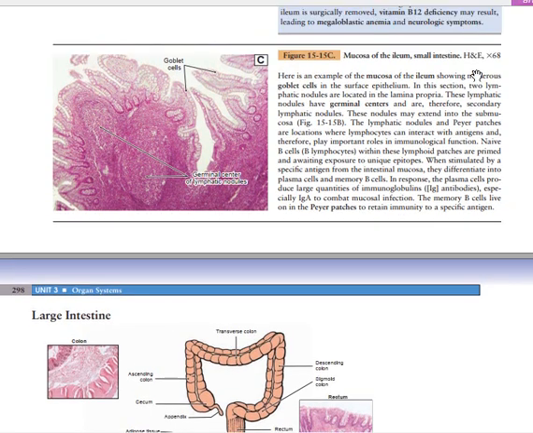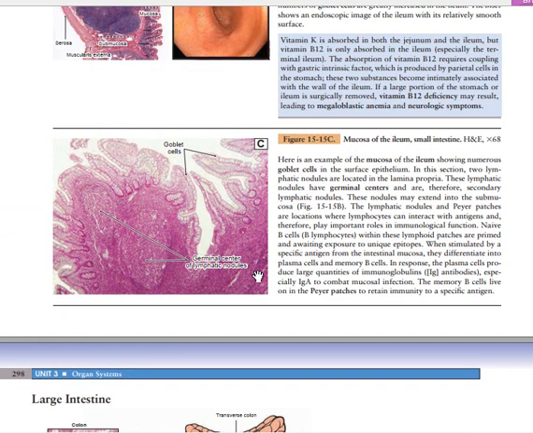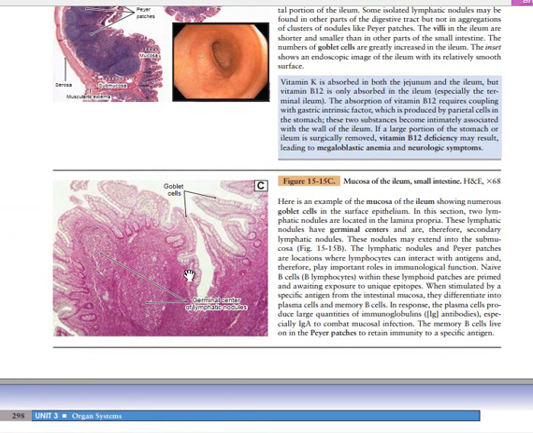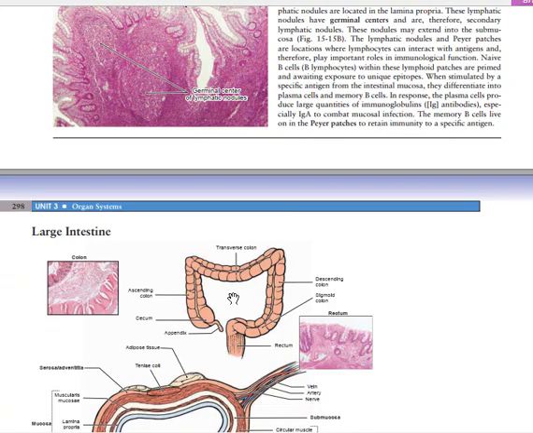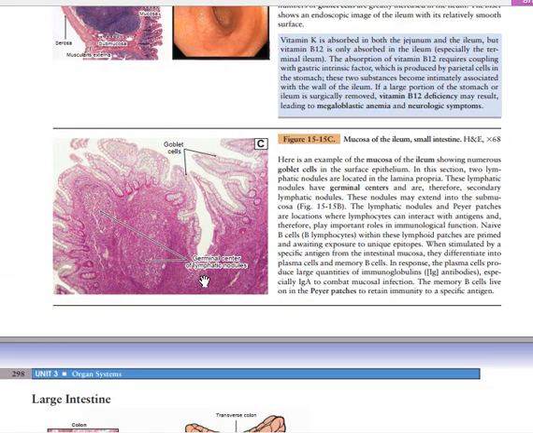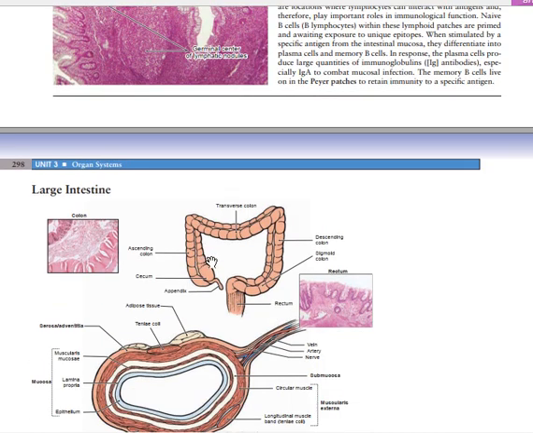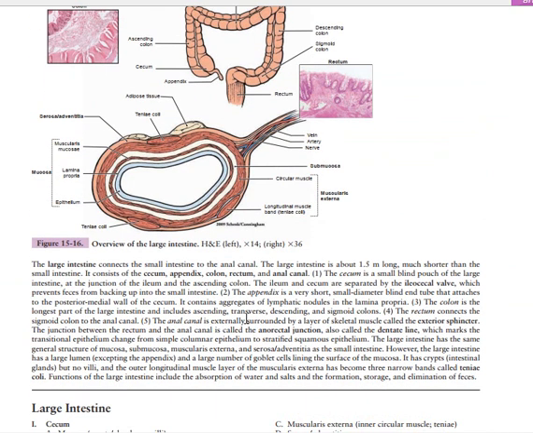Now the mucosa of the ileum of the small intestine, you see that here in the ileum, the villi are not as extensive as in the duodenum. That was a difference that I wanted to speak about here. The difference between the duodenum and the ileum is that the ileum consists of more Peyer's patches. That's mucosa-associated lymphoid tissue. Now the next structure that you have to speak about is the large intestine.